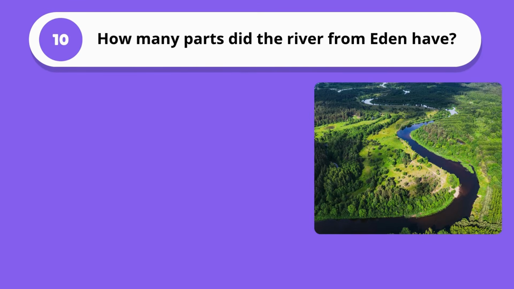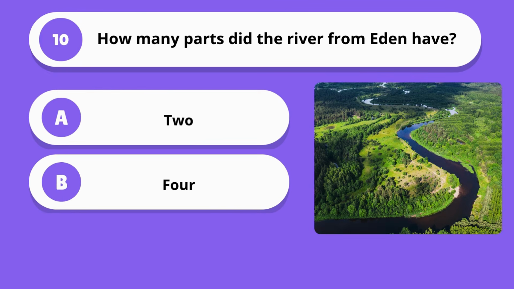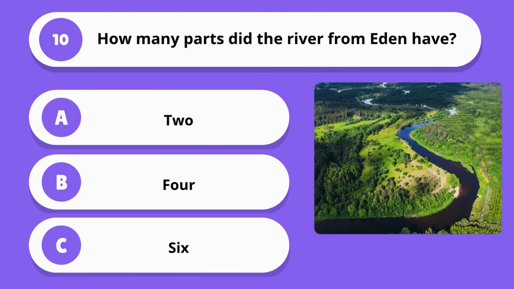Question 10. How many parts did the river from Eden have? A. 2. B. 4. C. 6.